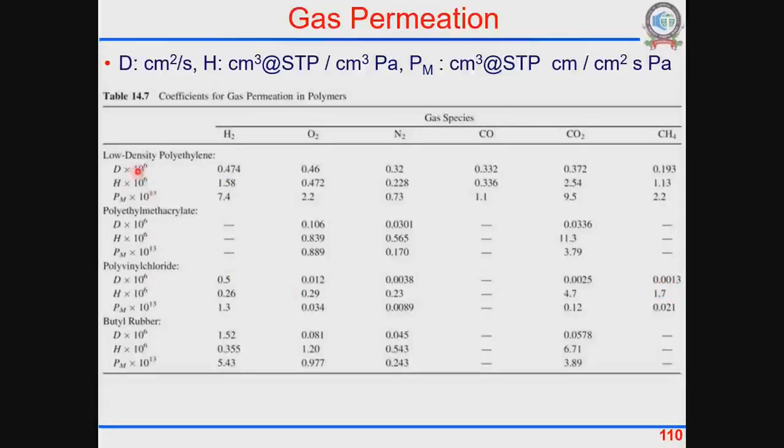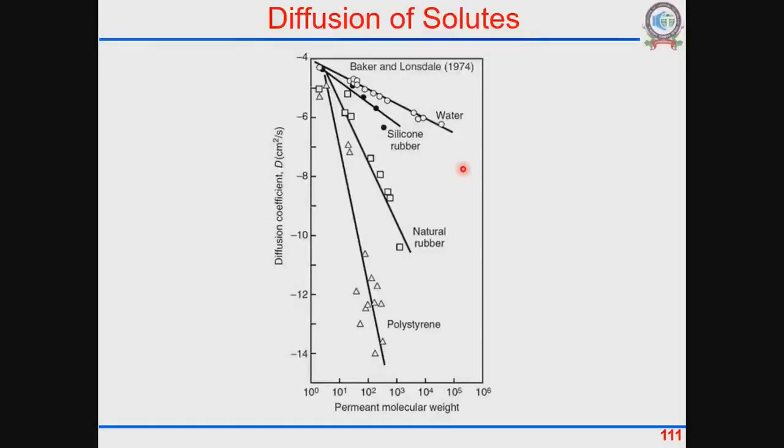The combined effect of diffusivity and solubility is given by the permeability, right? So now you can look at how the permeability changes for different molecules within a membrane, or for a given molecule how permeability changes with respect to different membranes, and we'll see an example slightly later. If you want to look at the diffusion coefficient, again it is related to molecular weight. So the higher the molecular weight, diffusivity will come down very dramatically.